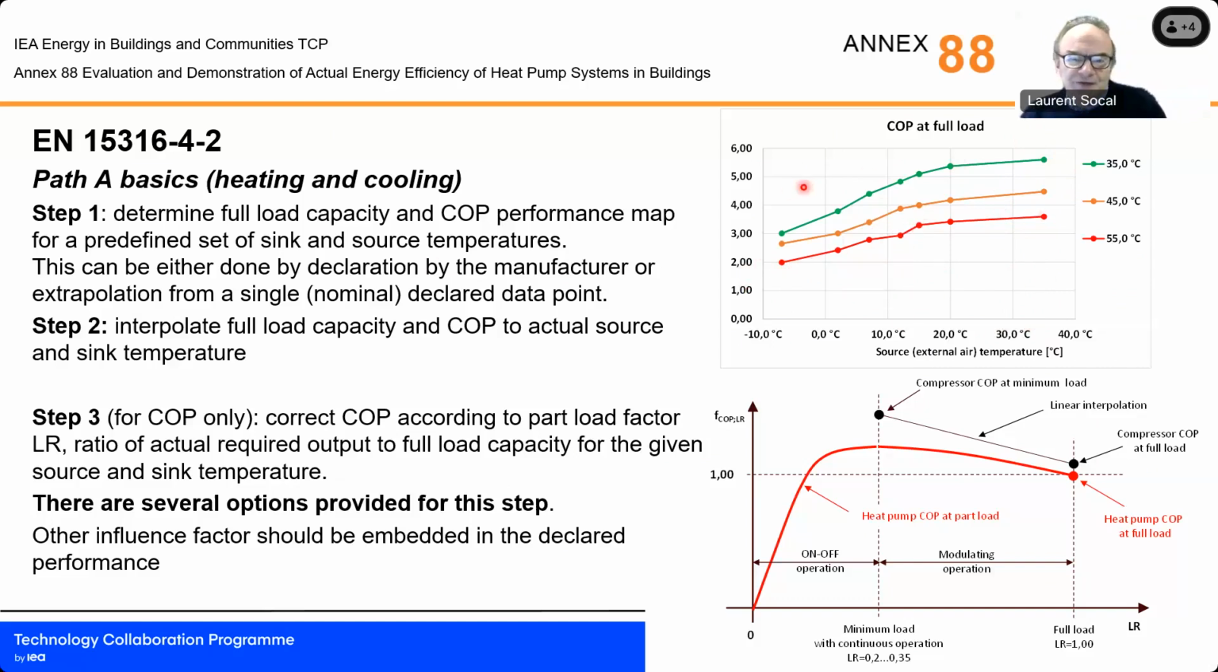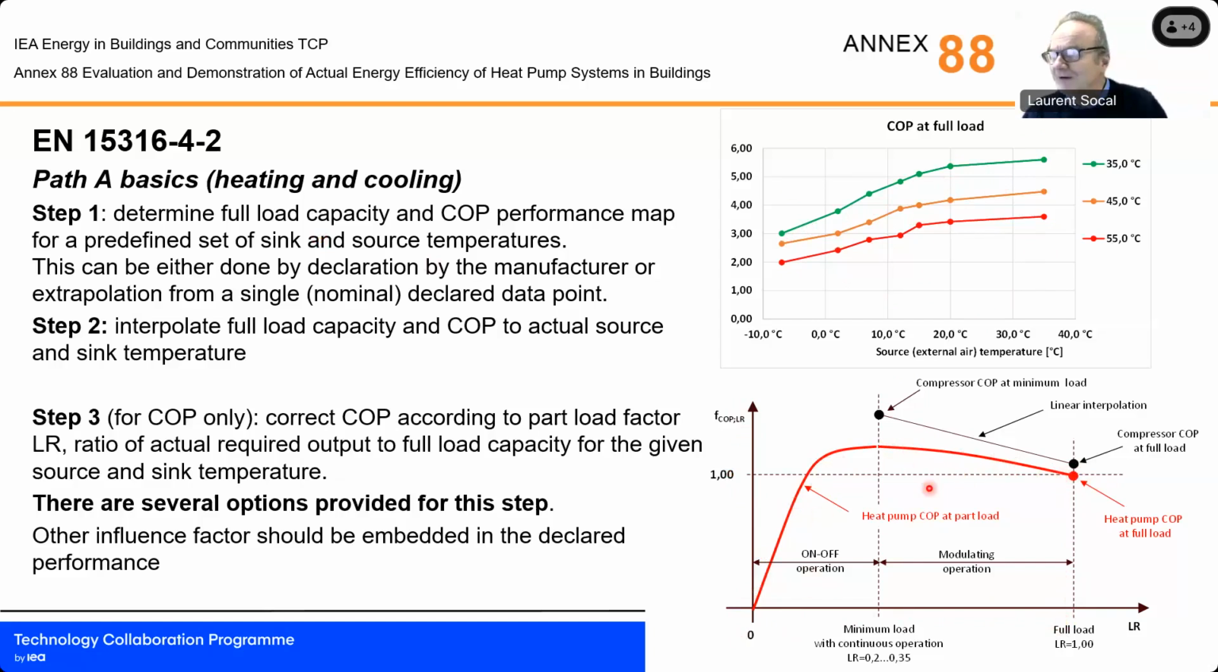So you start from this full load COP, and then you correct for part load. So this is the load ratio comparison between the actual capacity and the full capacity at the same operating condition. And here you can read your multiplier. 1 means it doesn't change when you are at full load. Then usually when you decrease the load, you have a small increase and then it will decrease. And this depends on the heat pump technology, of course.